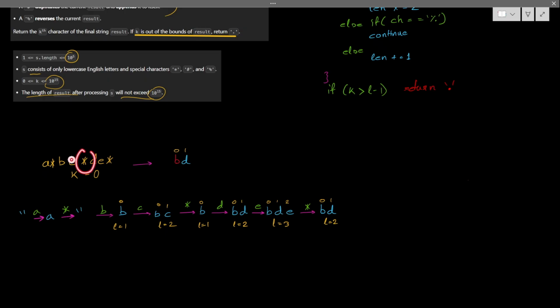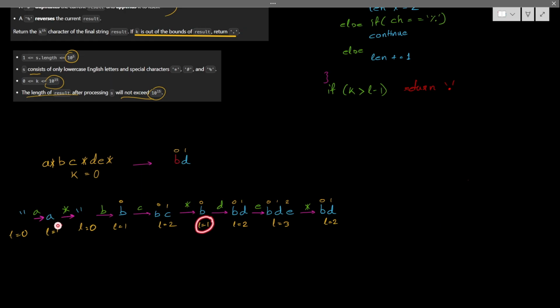Now for this asterisk, how could I say? k equals 0. See here, initially length equals 0, then length becomes 1, then again 0. Then again length becomes 1, then 2, again 1, then 2, then 3, then 2. If you notice from here, k equals 0 means my length should be 1. So I have to find out the last appearance of length equals 1.